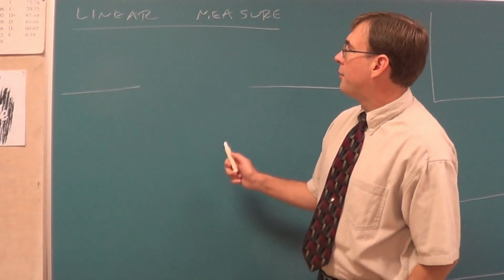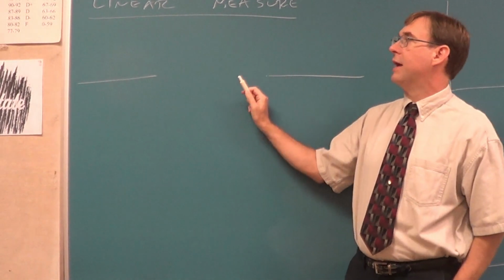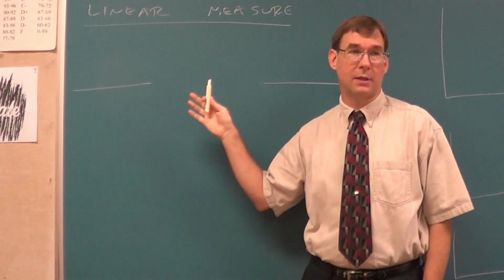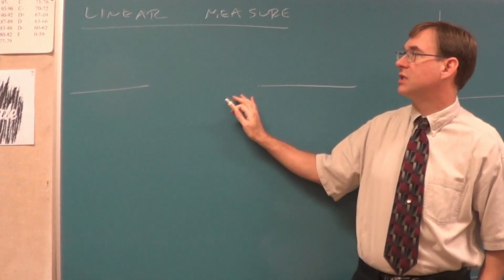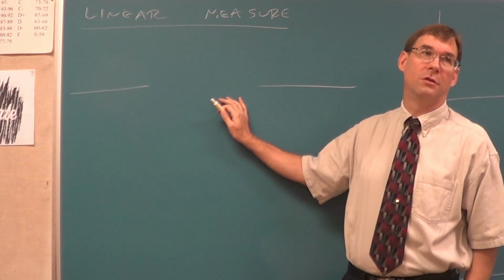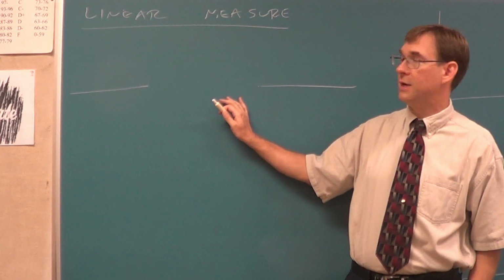Okay, so today we're up to lesson 6. This is about linear measure. So linear measure, I'm just talking about how long something is. Okay, so if we want to measure how long something is, there's ways to do that. There's tools to do that. There's systems of measurement that do that.